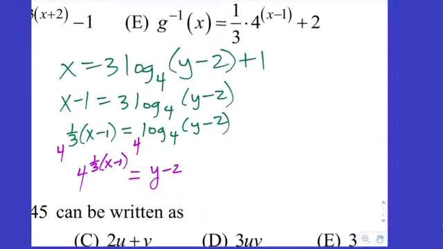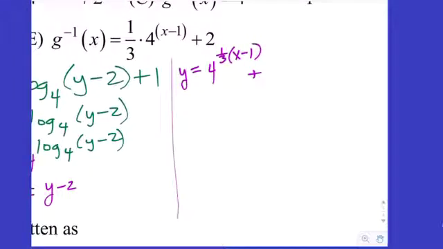Now all we have to do to solve for y is add 2 to both sides. So we're going to have 4 to the 1/3 (x minus 1), and then plus 2 on the ground floor.